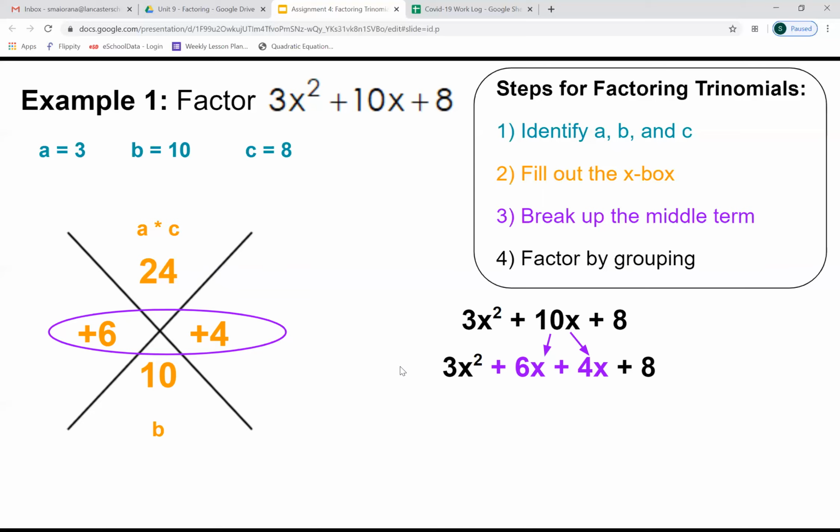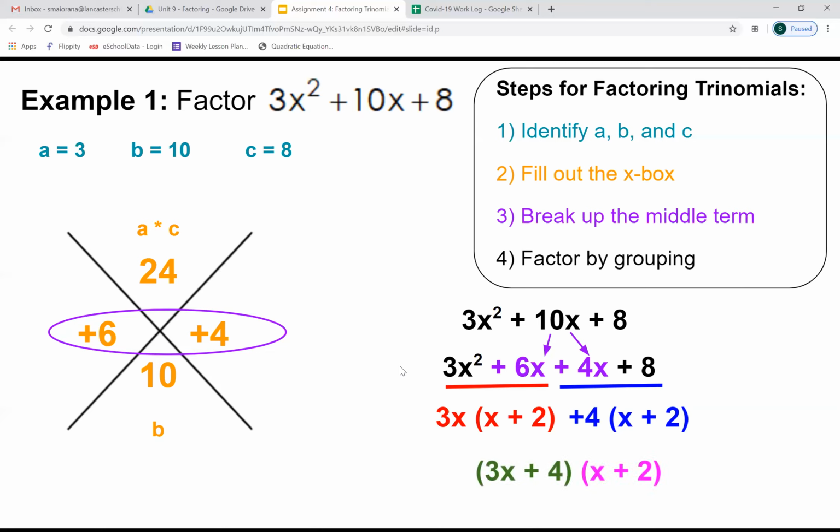Now the reason why we expanded that is because now I have 4 terms, and we can go right back to factoring by grouping from our last lesson. So I group my first 2 terms together, my second 2 terms together. The GCF of the red group is 3x, and I'm left with x plus 2. The GCF of the blue group is positive 4, and I'm left with x plus 2. So my GCF factor is 3x plus 4, and my leftovers are x plus 2. So there's my final answer for my factored form of this trinomial.